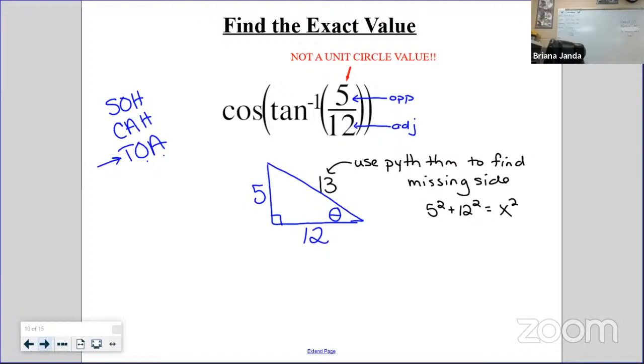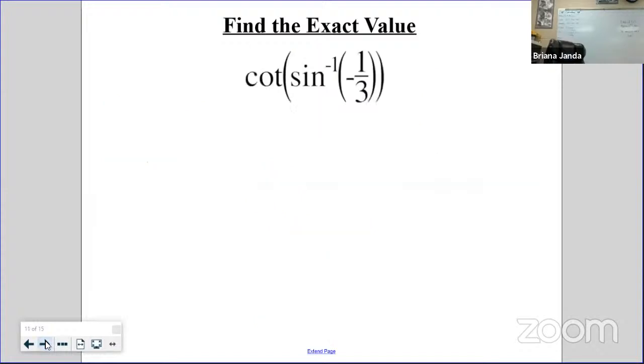Okay, and now I can move to the outside, and I just set up the cosine ratio. So cosine of theta is adjacent over hypotenuse. My adjacent side is 12. My hypotenuse is 13, and our answer would be 12 over 13. So in our last lesson, when I asked you to do the inverse tangent of 4, we would create a triangle from that, when it's something we can do, but not from our unit circle.